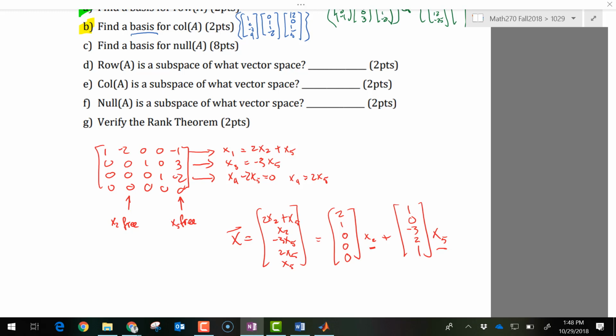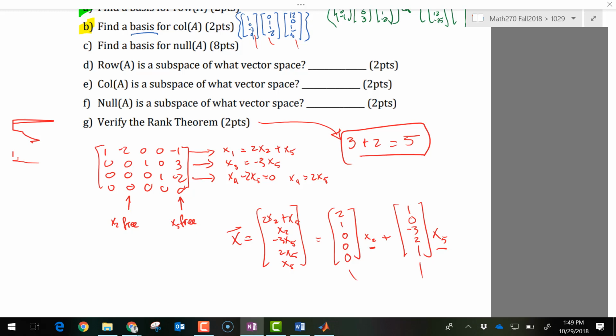So the rank theorem says, how many vectors do we have in our column space? 3. And our null space has 2, and that equals 5. That's the rank theorem for this problem. Yeah, 3 plus 2 equals 5. If you put 5, that would be wrong. If you put 3 plus 2 without an equal sign, that would be wrong. Well, that's what the rank theorem says.